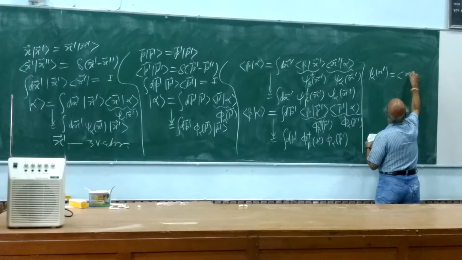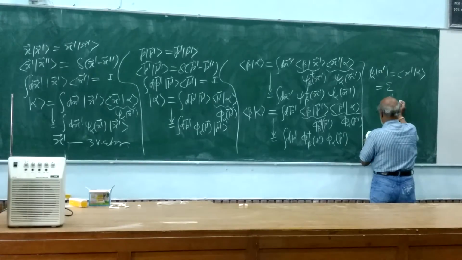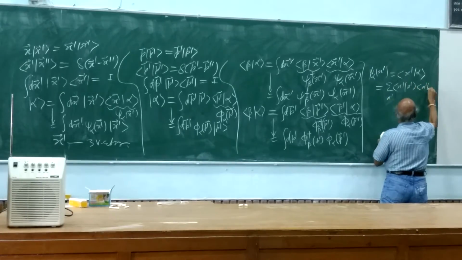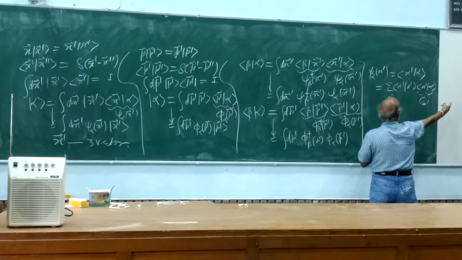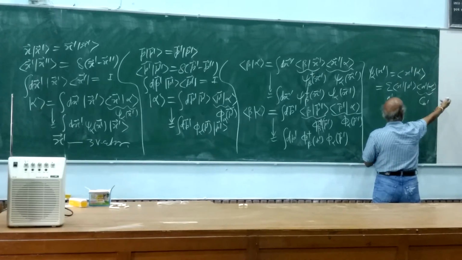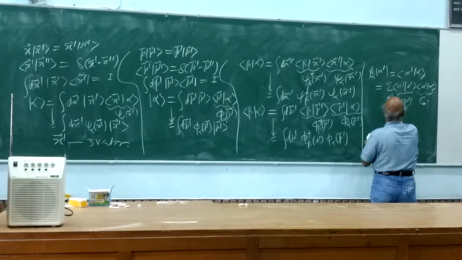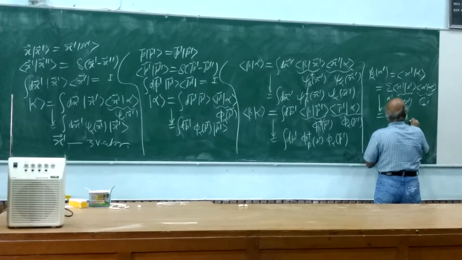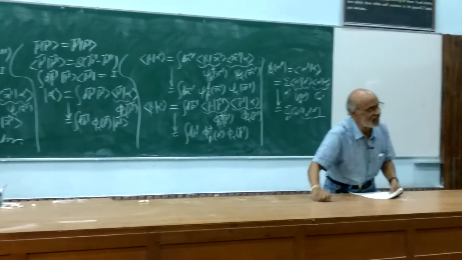So this is ⟨x'|α⟩, and if I expand it, let us say, as a summation over a', ⟨x'|a'⟩⟨a'|α⟩. And this is your ⟨a'|α⟩, the expansion coefficient in the state basis, and this is going to be your u_a'(x'). This is the eigenfunction. So you can write it as a summation over a' of c_a' u_a'(x'). This is the eigenfunction of the operator A with the eigenvalue a'.